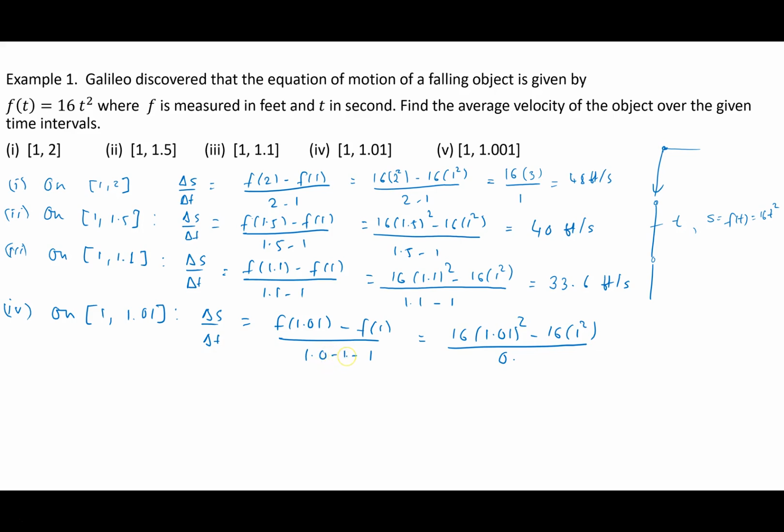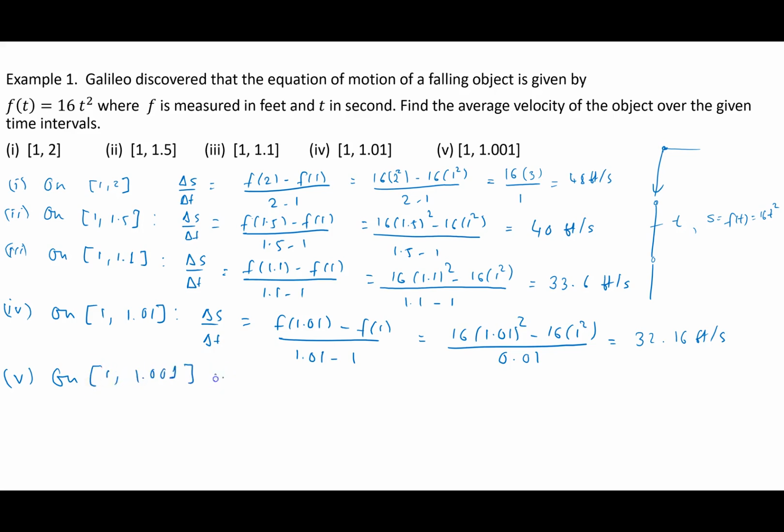Okay, so here, 1.01 minus 1 is 0.01, and if you use your calculator, you will get this number to be 32.16 feet per second.